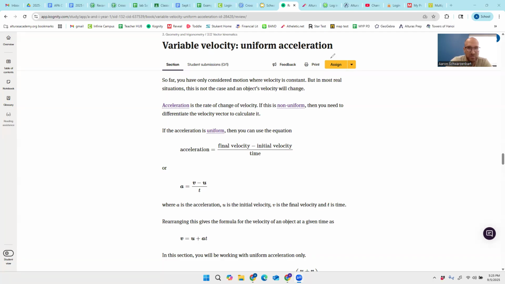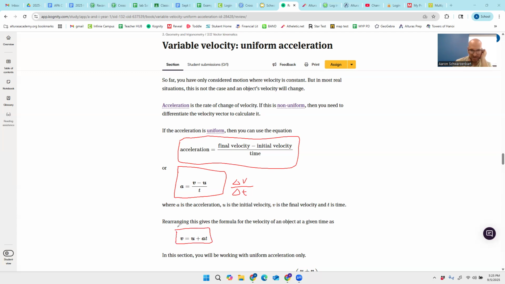Okay, so this is 3.13.2, variable velocity and uniform acceleration. We have this nice formula: acceleration equals final velocity minus initial velocity, or essentially change in velocity. You'll sometimes see this as delta V over the time interval, delta T. You've also seen this formula in your physics packet.